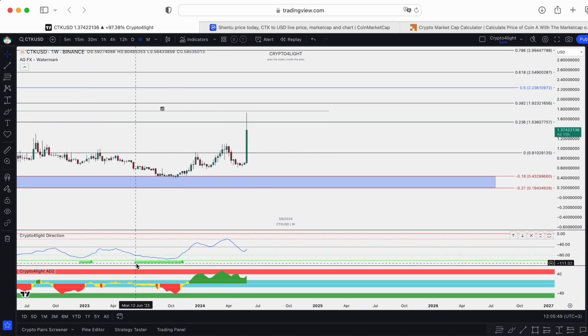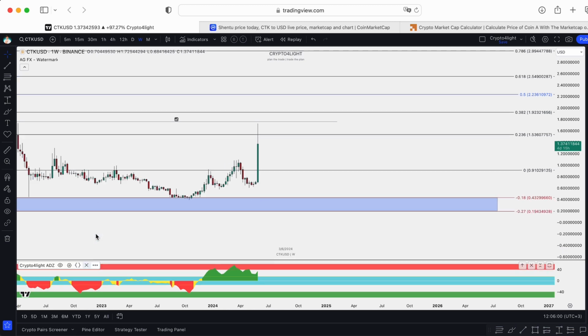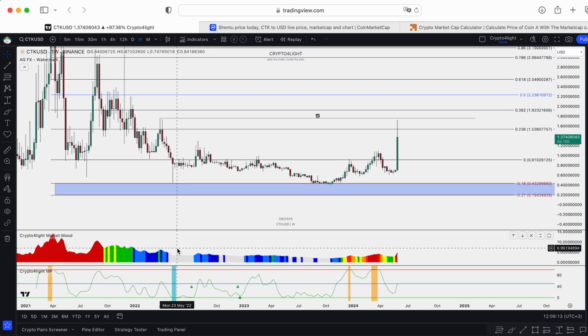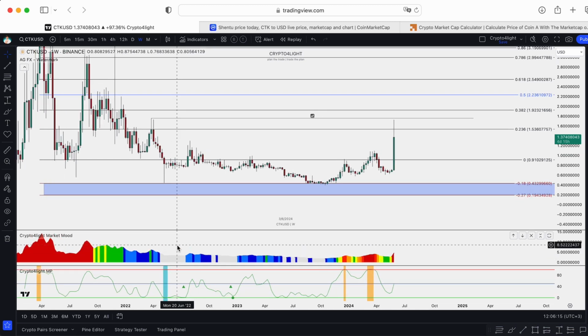The direction indicator also confirmed it. This was a crazy accumulation zone for whales. Now, no signal for accumulation, but no signal for distribution. That's a key point.